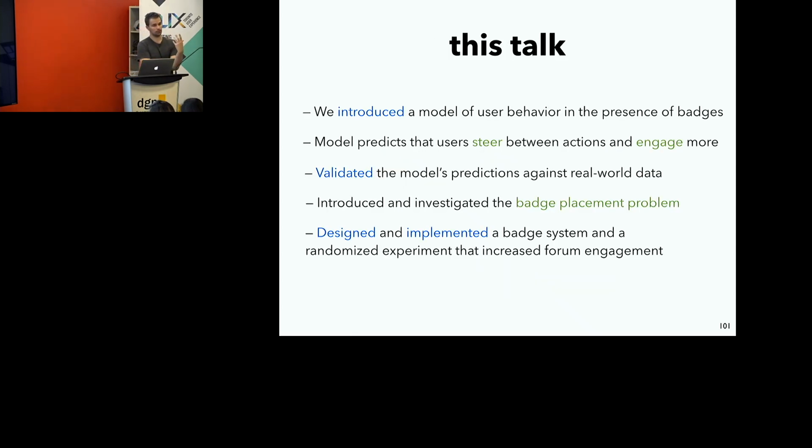Okay, so just to summarize the entire talk, we constructed a model of user behavior in the presence of badges, verified it against empirical data, and then in this last part of the talk, we had a chance to deploy it in a real-world setting and saw that it had these targeted effects that we wanted. And finally, we ran this randomized experiment and found that varying the saliency of a badge had strong effects on how much the badges affected people.